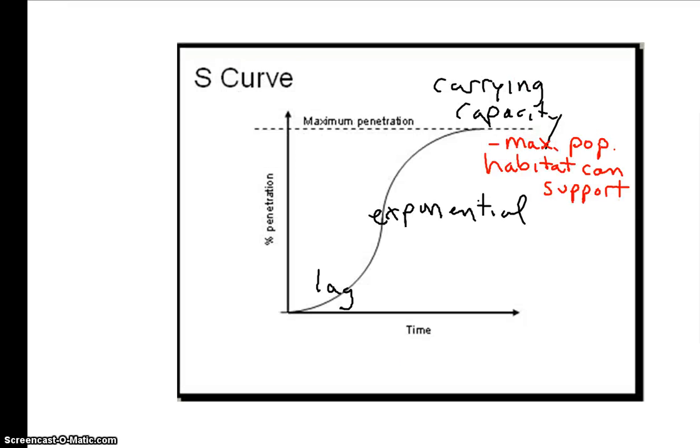Now, what if there are limits to population growth? What if there is competition for resources? There's not unlimited resources. More often than not, this is what we actually see in nature. And here's where that logistic growth, or the S curve, comes in, because this takes into account this idea of the carrying capacity.